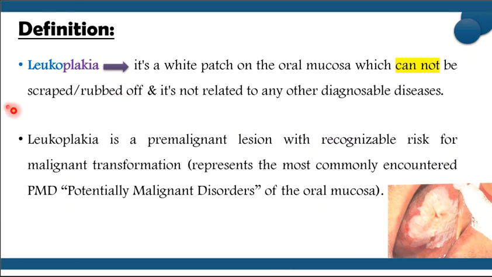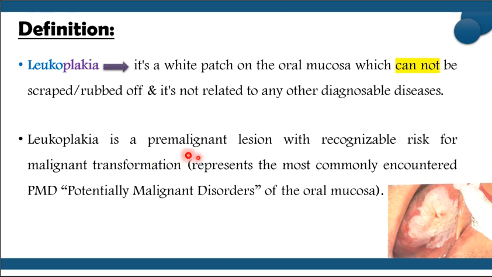Oral leukoplakia, by definition, is a white patch on the oral mucosa which cannot be scraped or rubbed off, and it's not related to any other diagnosable disease. Cannot be scraped off is the most important thing for me. First, it is a white patch; when I try removing, scraping, or rubbing, it doesn't come off. I check whether the patient has any systemic disease that can cause oral white lesions, and I find none, so it's not related to any other diagnosable disease. It's not trauma and it's not etc.